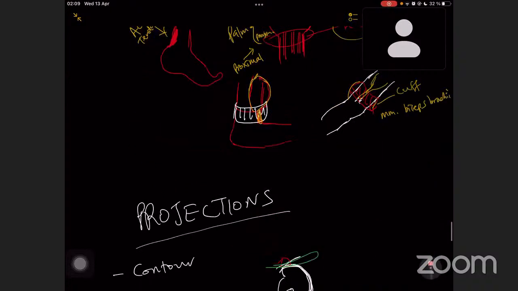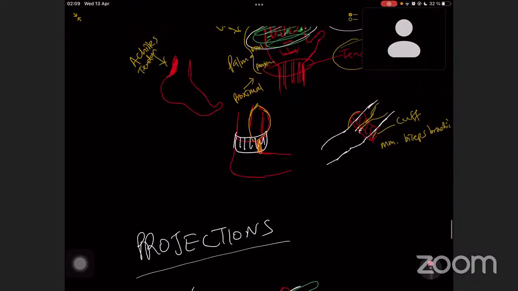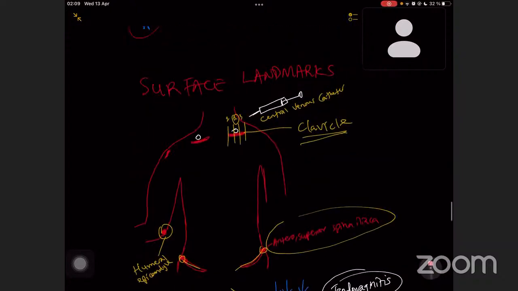So the middle of the clavicle, as I mentioned earlier, is used as a landmark for puncturing the subclavian vein when inserting the central venous catheter. And we know that the central venous catheter is used for fast infusion of large amounts of fluids, as well as for administration of medication, especially for patients in the ICU.